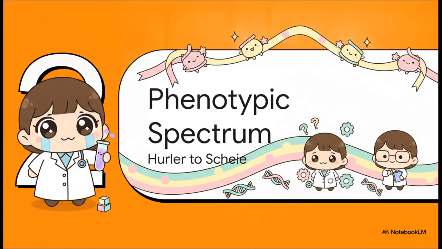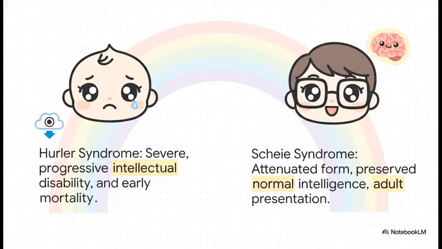Moving to Section 2. The phenotypic spectrum, spanning from Hurler to Scheie. You see, MPS I isn't a single rigid presentation. It exists along a clinical continuum, and this spectrum is determined entirely by the degree of residual enzyme activity in your patient. Looking at the extreme ends of that spectrum, we have Hurler syndrome on the severe end. These infants present between 6 and 24 months, suffering from progressive intellectual disability, coarse facial features, historically called gargoylism, corneal clouding, and tragically early mortality, often from cardiorespiratory issues in their first decade.